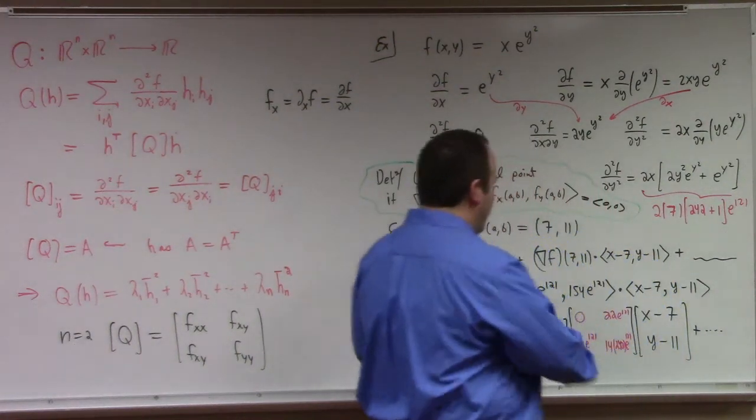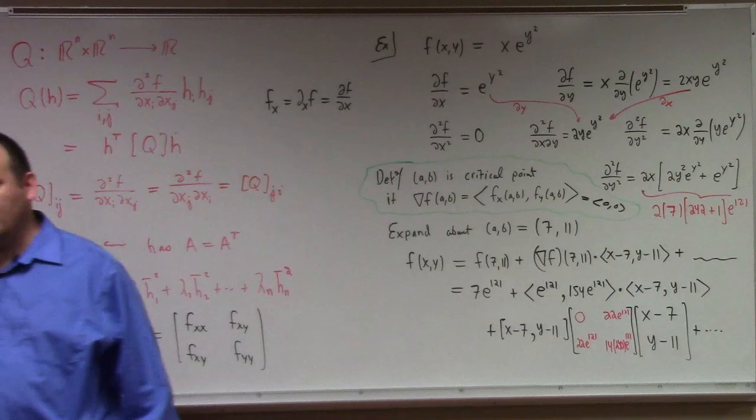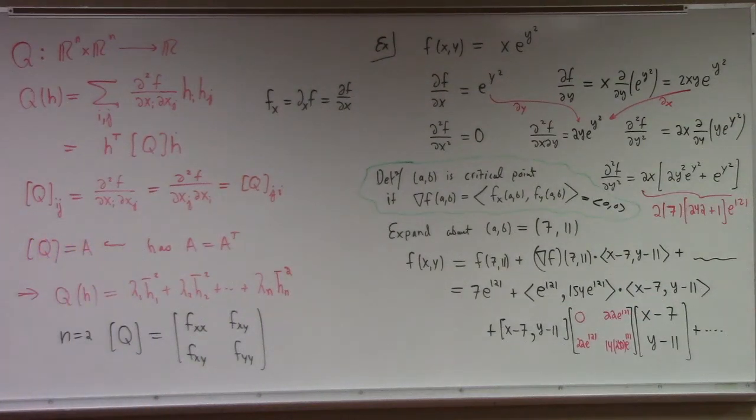All right, so there you go. That's the best quadratic approximation to the function x e to the y squared, centered at 7, 11.